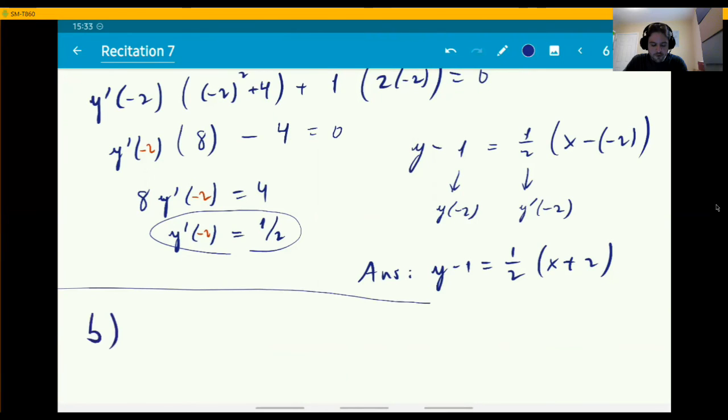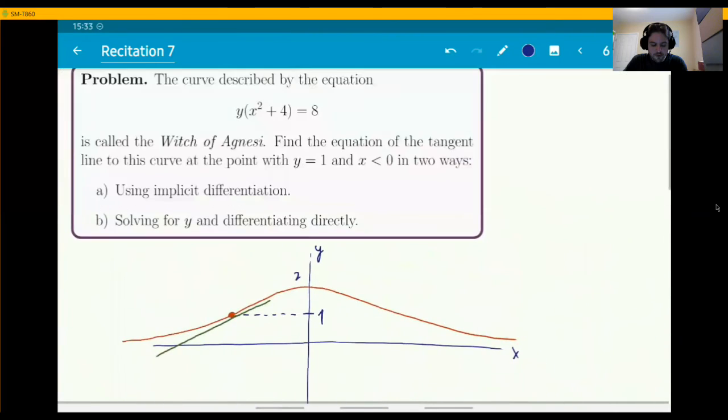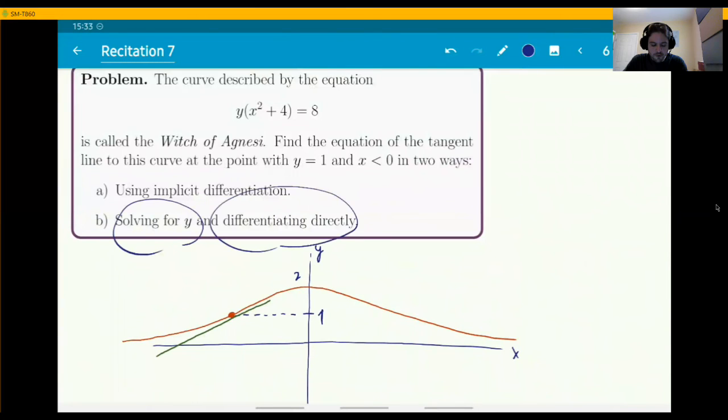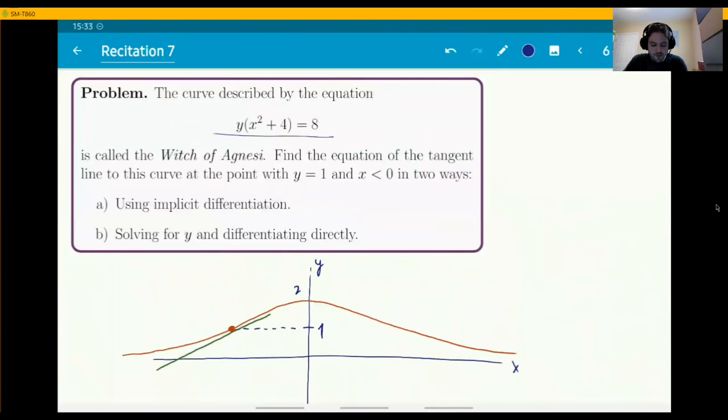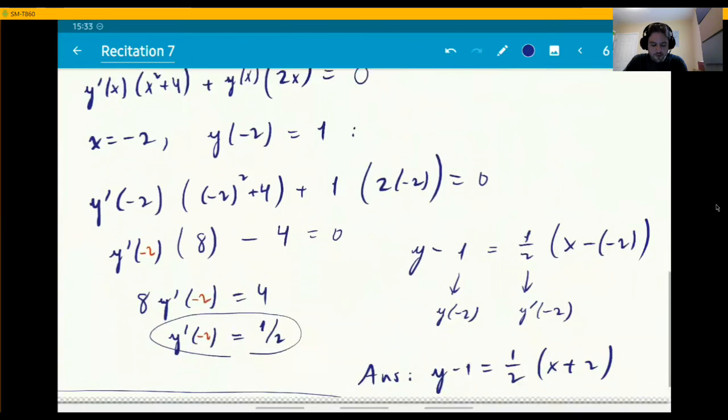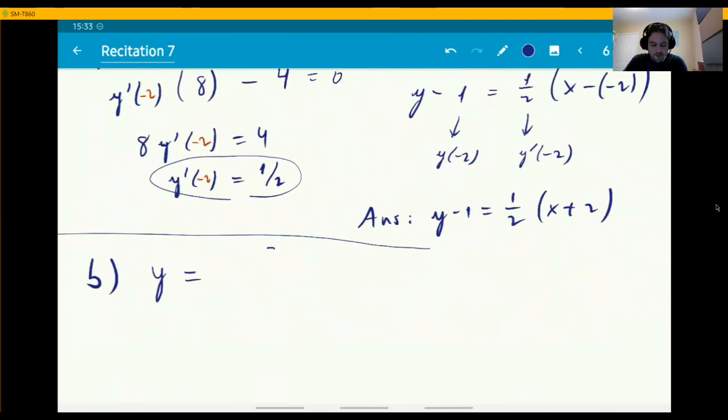B is going to be very similar. Let me go back up so we can look at what B was saying. B is solve for y and then differentiate directly. Because as it turns out, this equation, differently from the previous one, can be solved for y very easily. You just divide by x squared plus 4, and you have the function, the expression. So I'm going to do that first. Solve for y. Well, y is dividing the right side, which was just 8, by x squared plus 4. This is y. Now this is an explicit function.